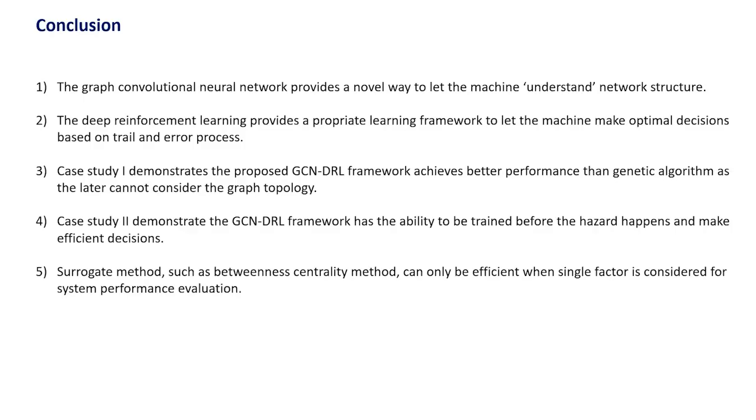With that said, here is the conclusion of our current study. The graph convolutional neural network provides a novel way to let the machine understand the network structure, and deep reinforcement learning provides an appropriate learning framework to let the machine make optimal decisions. Case study 1 demonstrates that the proposed framework achieves better performance than the genetic algorithm, because the genetic algorithm cannot consider the graph topology.